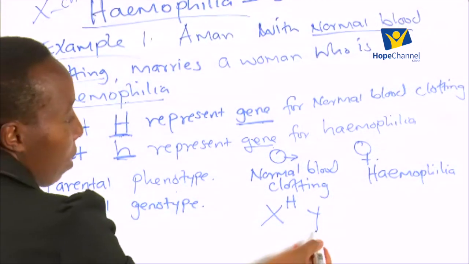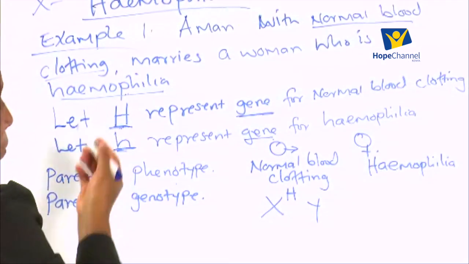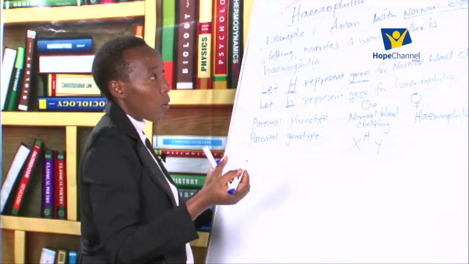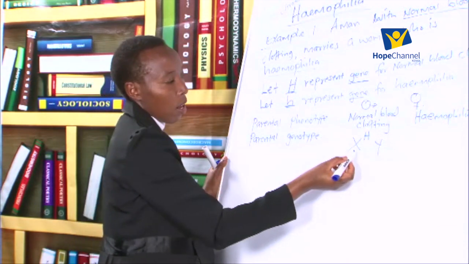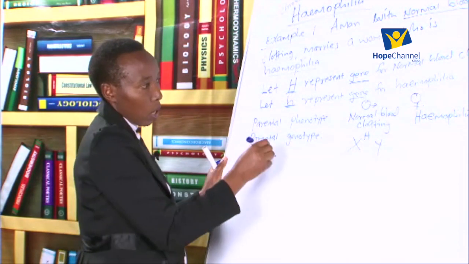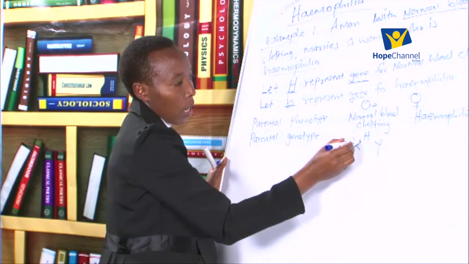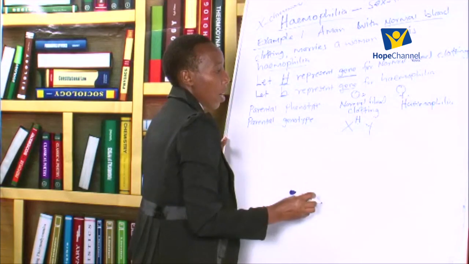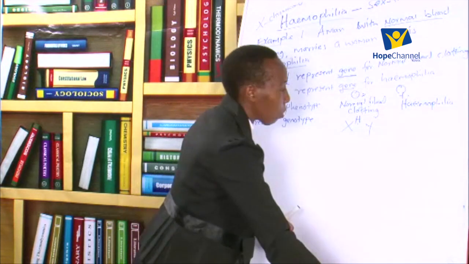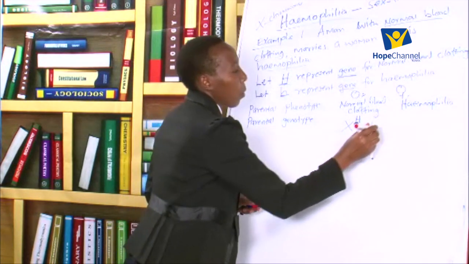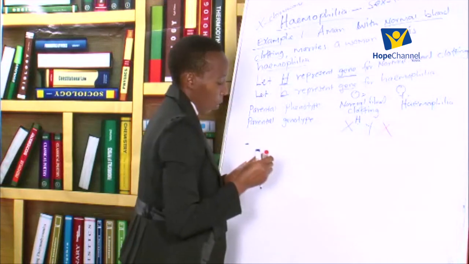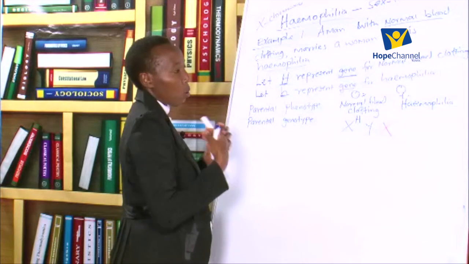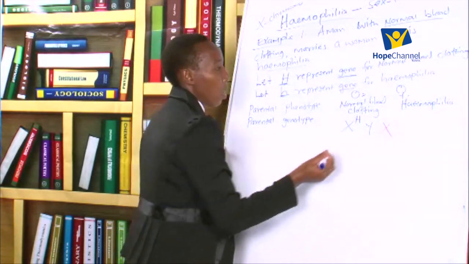Now in that case, the Y does not carry the gene for hemophilia. The Y does not carry the gene for normal blood clotting. It is carried on the X chromosome. So the genotype for the man will be normal blood clotting, meaning has capital H. Then in this case, we are crossing these two genotypes. So I'm using a cross at that point to represent fusion, the genetic cross with a female.